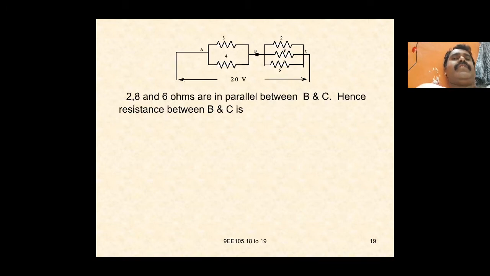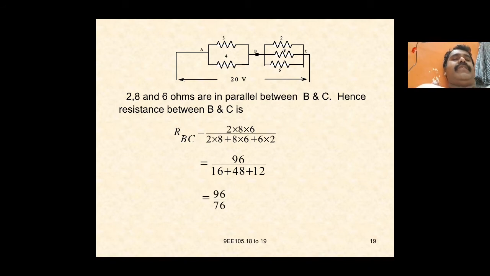The 2, 8 and 6 are in parallel between B and C. Hence resistance between B and C is RBC equal to 2 into 8 into 6 divided by 2 into 8 plus 8 into 6 plus 6 into 2, which is equal to 96 by 16 plus 48 plus 12, which is equal to 96 by 76, which is equal to 1.263 ohms.